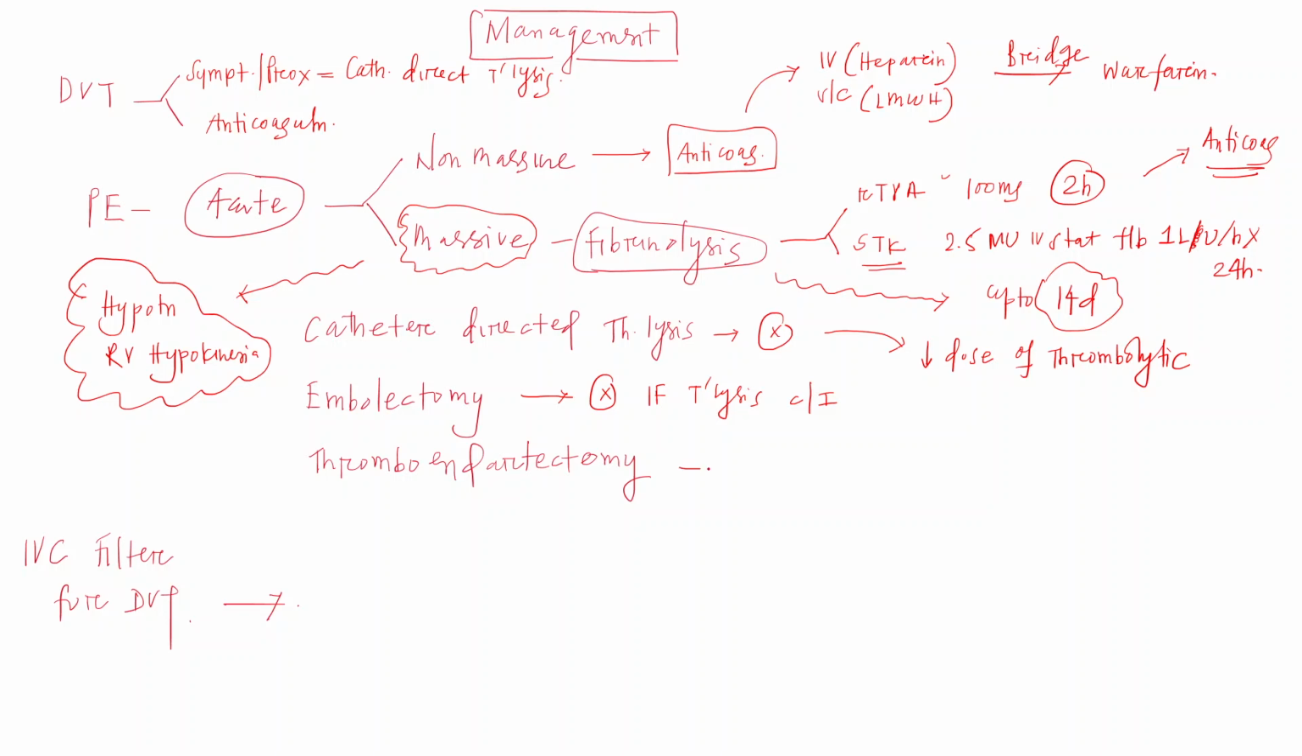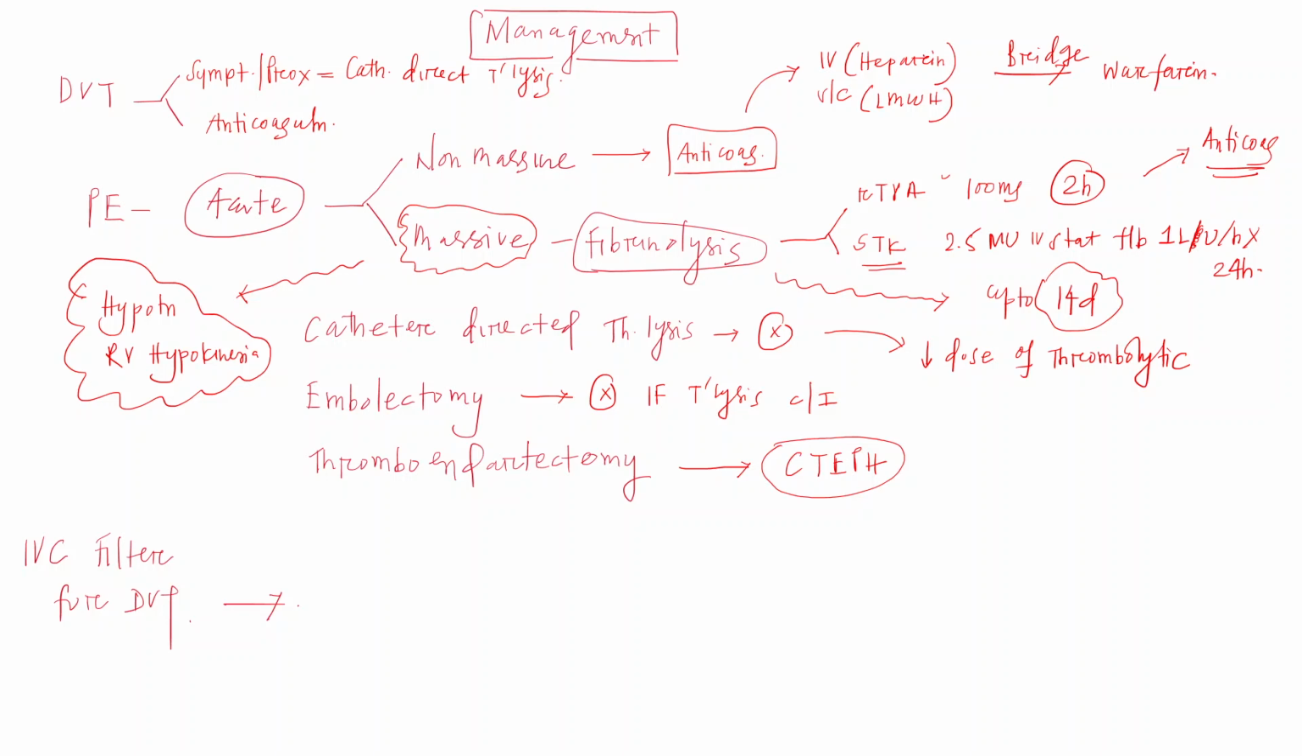Pulmonary thromboendarterectomy is not done for acute cases; this is done for chronic thromboembolic pulmonary hypertension. More on this we'll be studying in pulmonary hypertension. Just remember, pulmonary embolism in the long term can lead to chronic thromboembolic pulmonary hypertension, and for that we can go for pulmonary thromboendarterectomy.